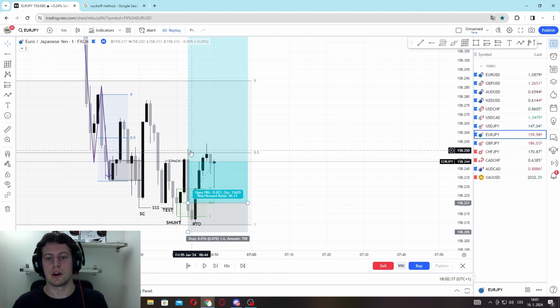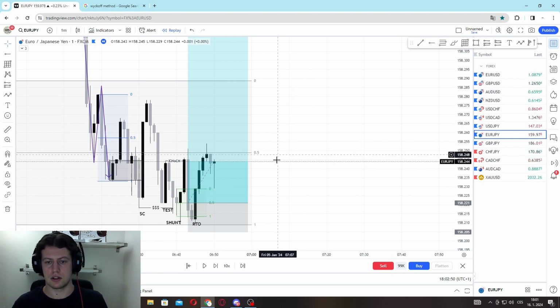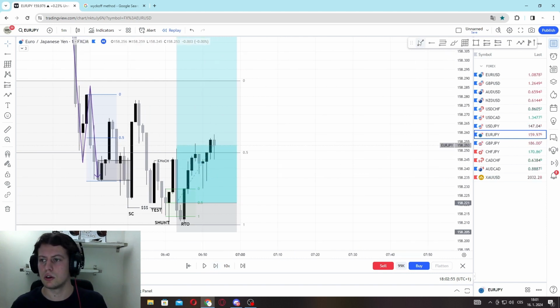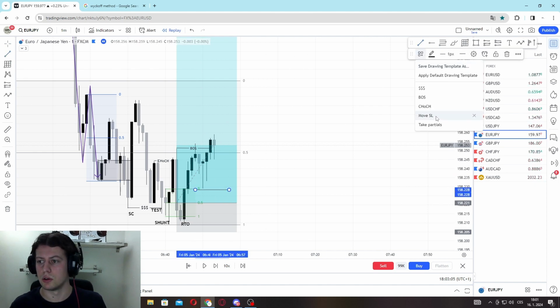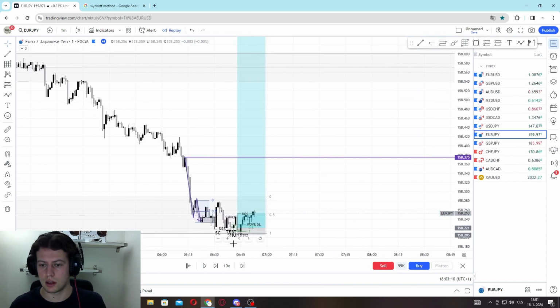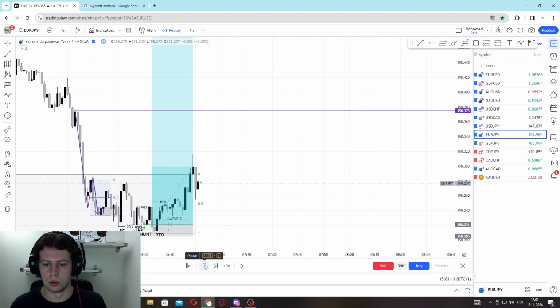I know, but for me the choke is really important, but the break of structure can be strict. So I don't consider this as a break of structure, but just wait. Here we closed, so this is a break of structure. We are moving stop loss to break even, but I move the stop loss below the lows, so I move stop loss here, and now I will reset it, and we will just look.